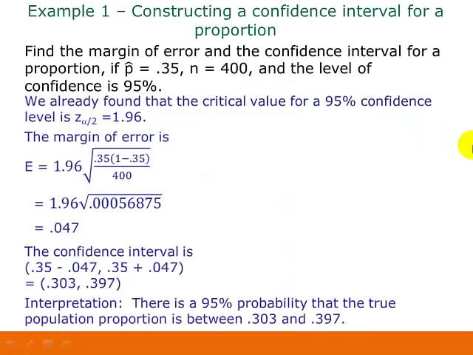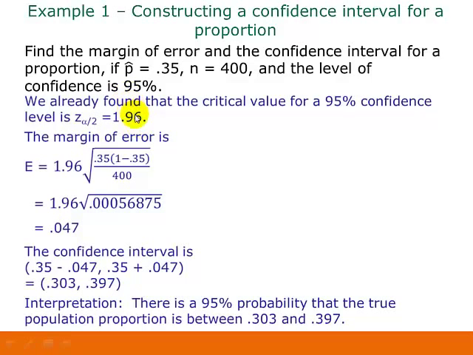Here's an example. Find the margin of error in the confidence interval for a proportion if P hat is 0.35, N equals 400, and the level of confidence is 95%. Now we already found that the critical value for a 95% confidence level is Z alpha over 2 equals 1.96. When we're working with confidence intervals for proportions, these values won't change.